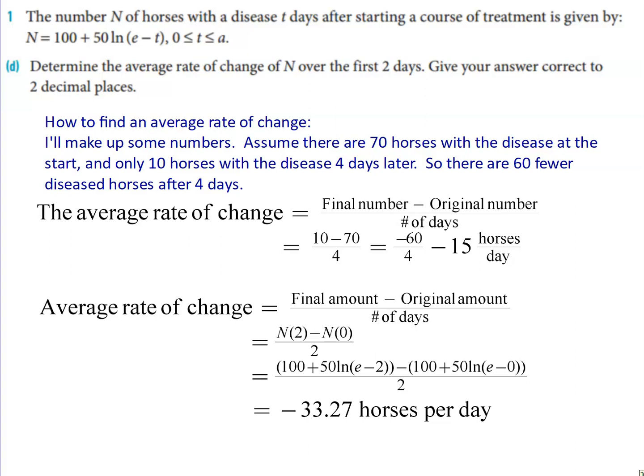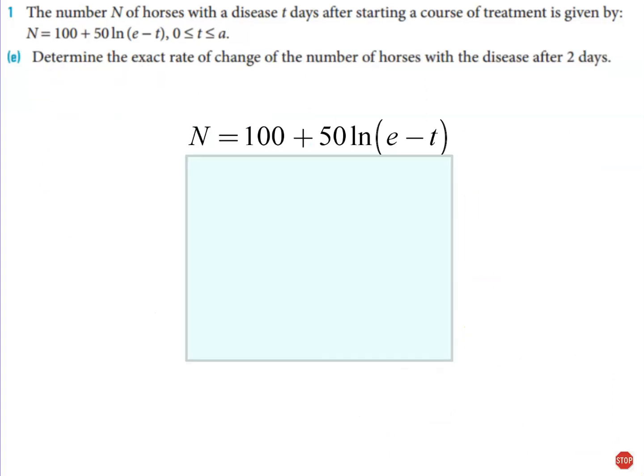Okay, moving on to the last step of question 1. E, determine the exact rate of change of the number of horses with the disease after 2 days. So in this case, the difference is they're asking for the exact rate of change, not the average. If you think you know what to do, stop the video, have a go on your own, and if not, let's go through the answer.